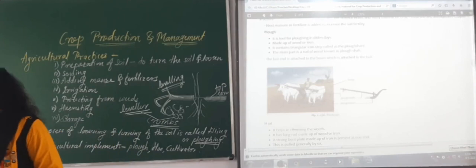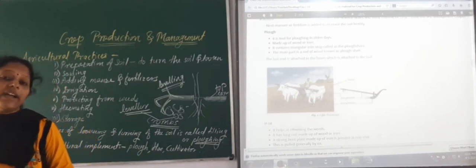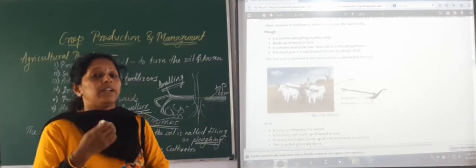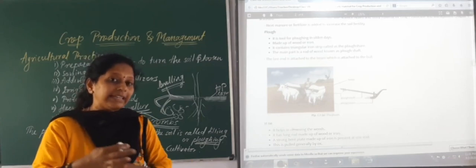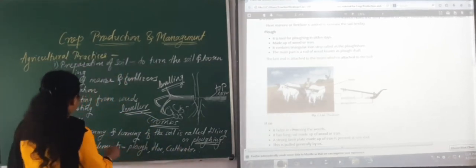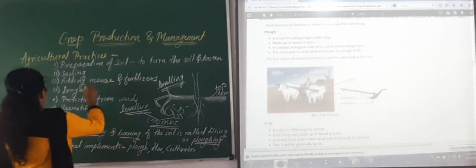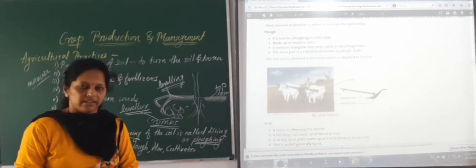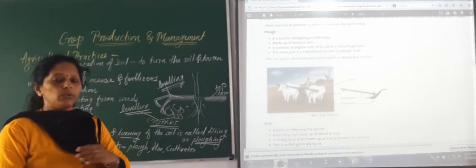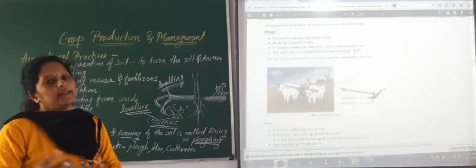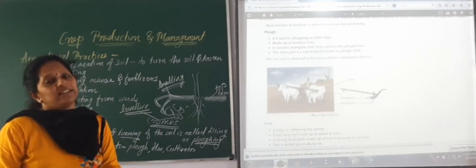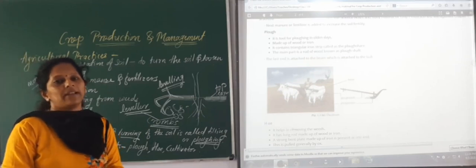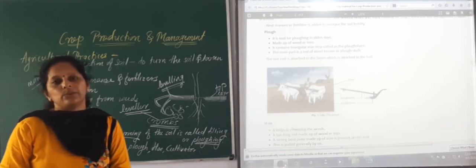Now, sometimes manures are also added before plowing, because when manures are added before plowing, they mix with the soil properly. As you know, plowing means turning and loosening of the soil. Why are manures important? Because manures enrich the soil. After plowing, they mix properly in the soil. So mostly farmers mix the manures into the soil, and then they do the plowing.